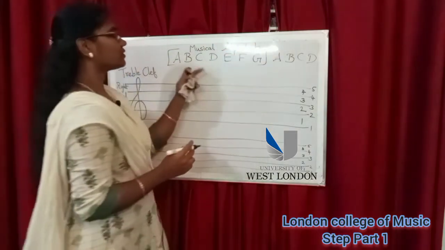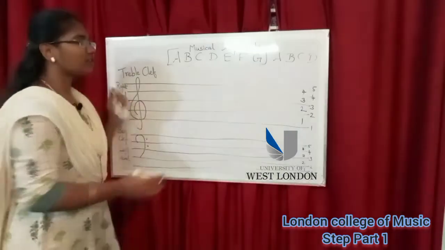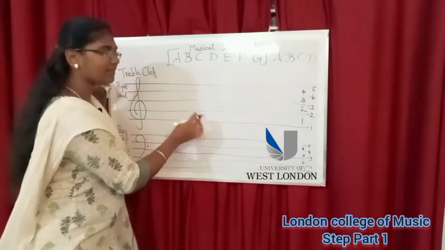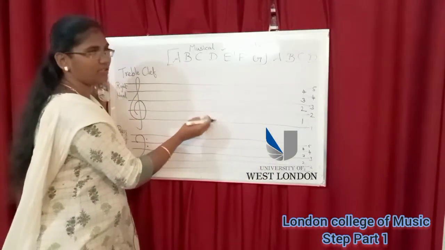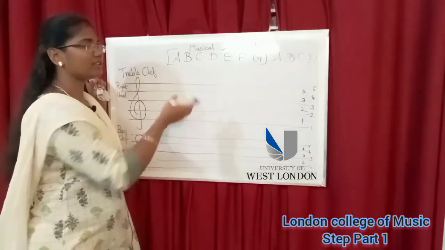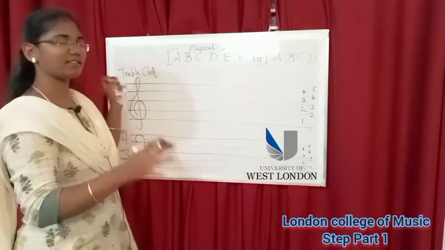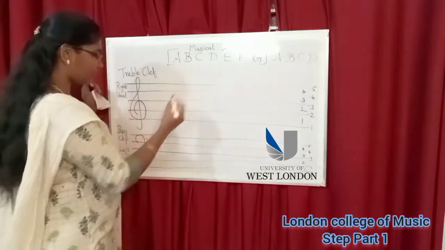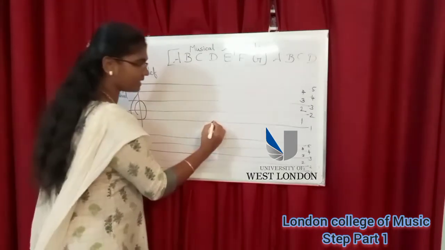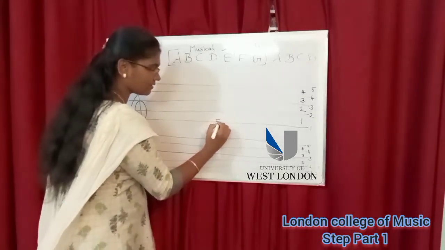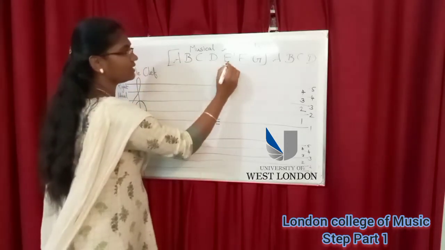Okay, so if a note is placed in this line, we have to call that note E or F or G. That is the thing we are going to learn. This is very, very important. So if a note is placed in the first line of the treble clef, that is E.